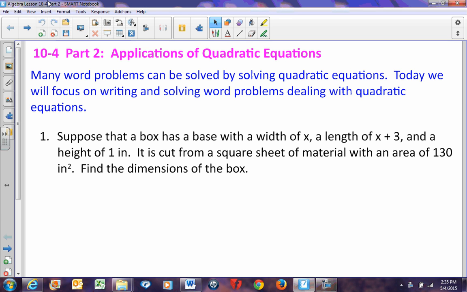This is Algebra Lesson 10-4, Part 2, Applications of Quadratic Equations. Now, the other day we solved quadratic equations by factoring. Now we're going to look into the applications, in other words, word problems, how to set up the equations so that we can solve the equations. Many word problems can be solved by solving a quadratic equation. We're going to focus on writing and solving some that deal with quadratic equations.